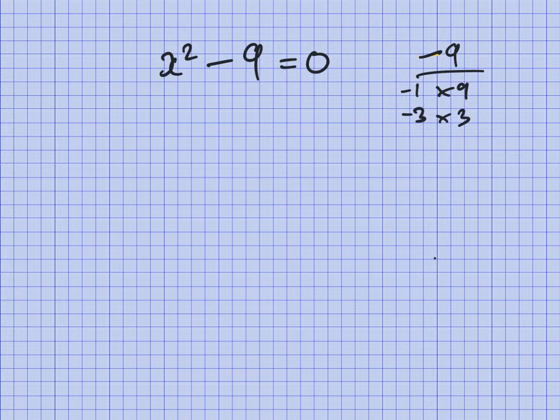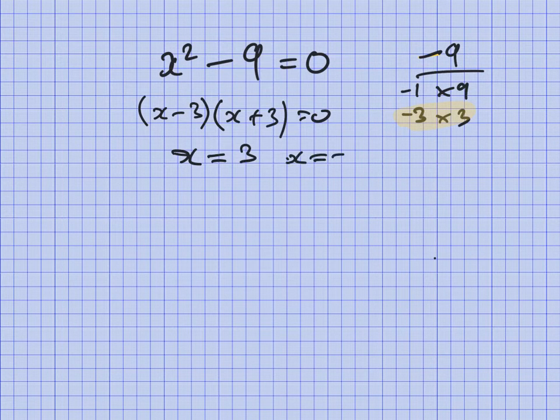If you look, that adds together to give us 0 when we add, so that would be the one to choose. So we can write this as x minus 3, x plus 3 equals 0, so x equals 3 and x equals minus 3. Okay, looks straightforward.